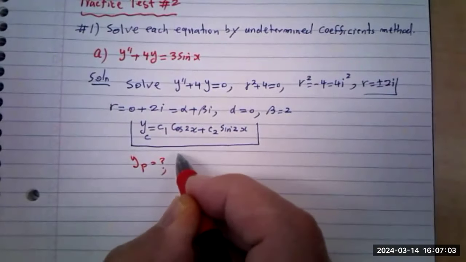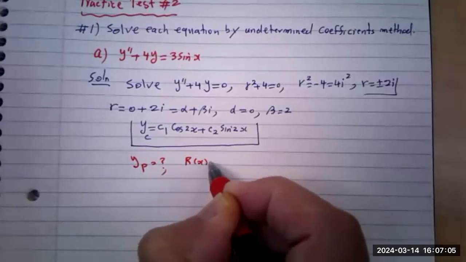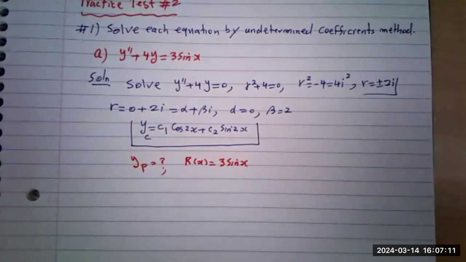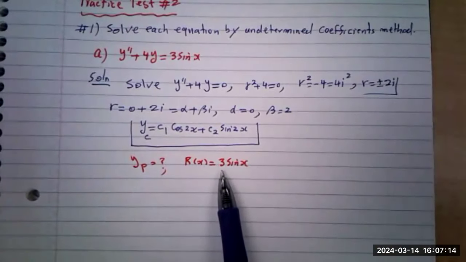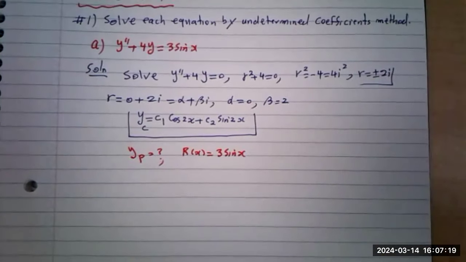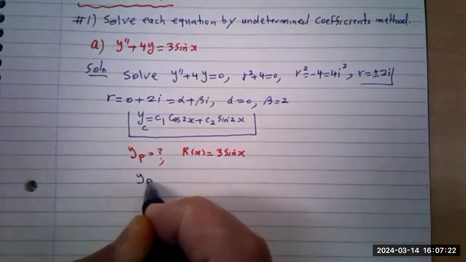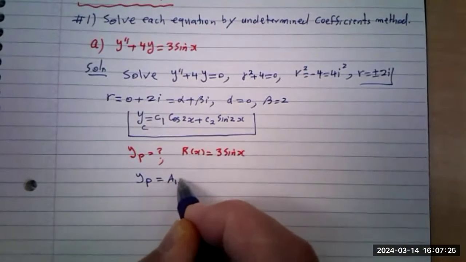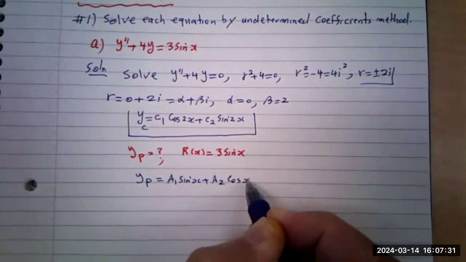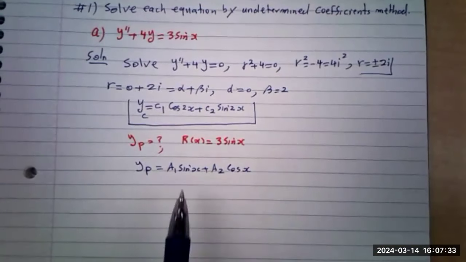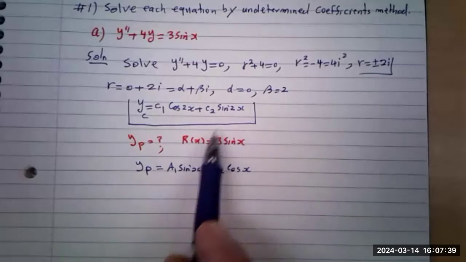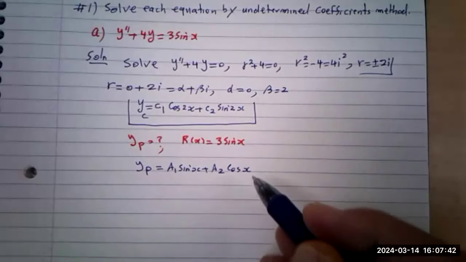The information is that your R of x is going to be 3 sine of x. Remember, we're just changing the polynomial. The polynomial over here is a constant polynomial. So you have to create a constant polynomial, one for the sine, one for the cosine, okay? So the suggestion for the yp is going to be, for example, A1 sine of x plus A2 cosine of x. You check if there's going to be any duplication case. There is nothing to worry about, because that's a cosine of 2x and a sine of 2x, which is different from sine of x and cosine of x, okay?